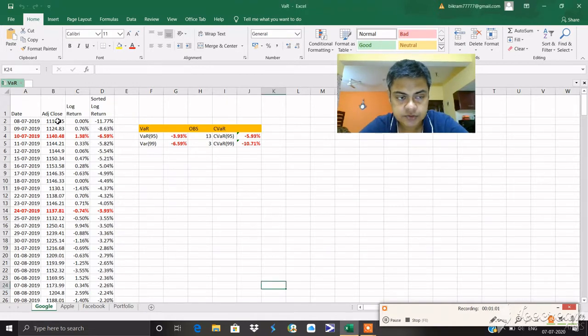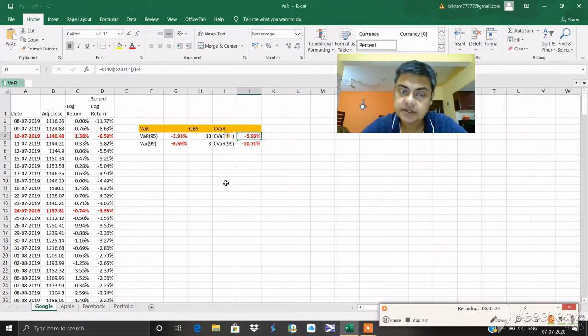This is the adjusted close for Google. Log return is calculated and sorted, just like the previous video. Then we have calculated the observation number, that is 1 minus 95% into 252, the total number of observations. So we got the length of the tail. In the first case, the length of the tail is 13. While calculating CVAR, we calculated the entire loss in the tail divided by the number of observations. That is how we calculated the CVAR.